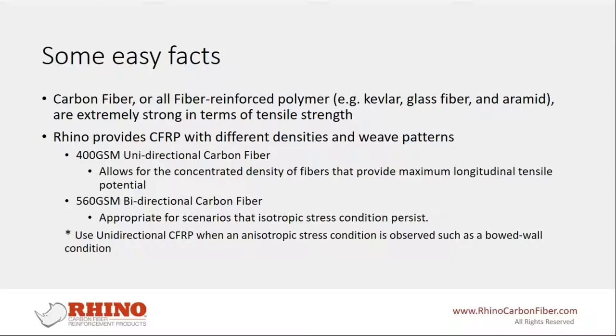So use unidirectional CFRP when an anisotropic stress condition is observed. That means if you see a bowed wall condition, that's the right place to use unidirectional carbon fiber. And as the name suggests, bidirectional carbon fiber gives tensile strength in both directions. So it can be applied for more general scenarios, such as stair crack repair or any kind of general concrete or block wall repair.